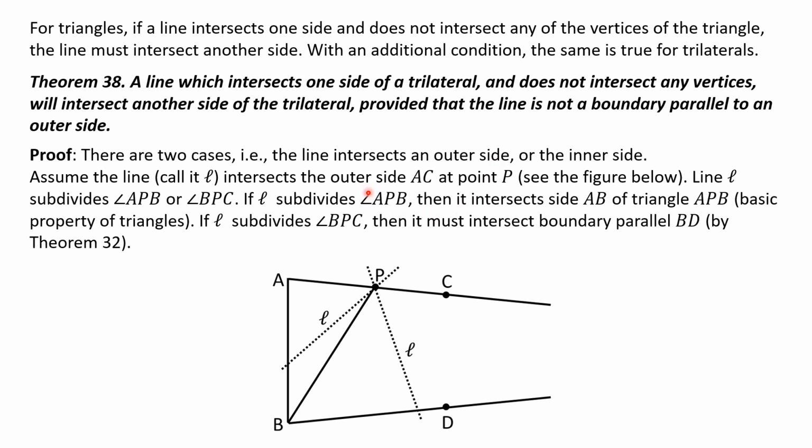So let our line L intersect an outer side, let's say AC, at some point P. Then we have two subcases. Either L subdivides the angle APB, or it subdivides the angle BPC. In the first case, we know that L has to intersect AB. That's just a property of triangles. And in the second case, here, we know that L has to intersect BD, and that follows from theorem 32.